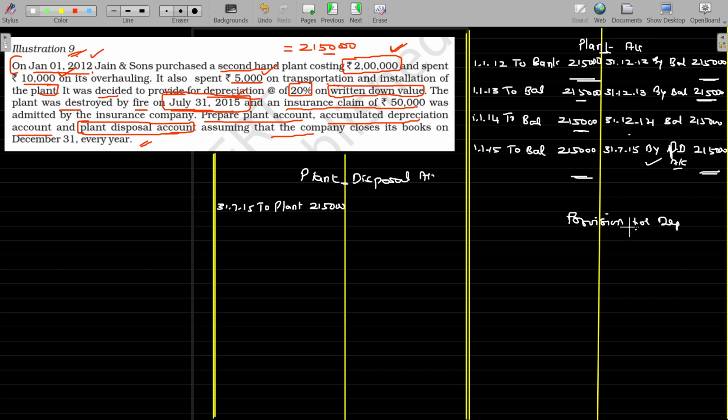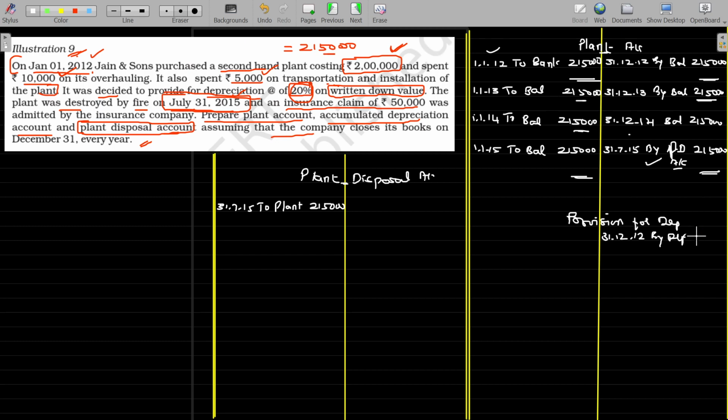And the provision for depreciation. In the very first year, we have to create the depreciation. At the first year end only we will be charging the depreciation. So 31/12/12, by depreciation. The rate of depreciation in this case is 20%. So we have to provide the depreciation at 20% on this.